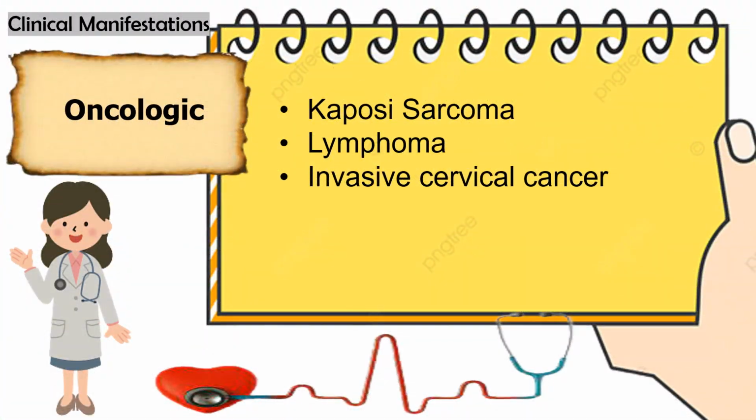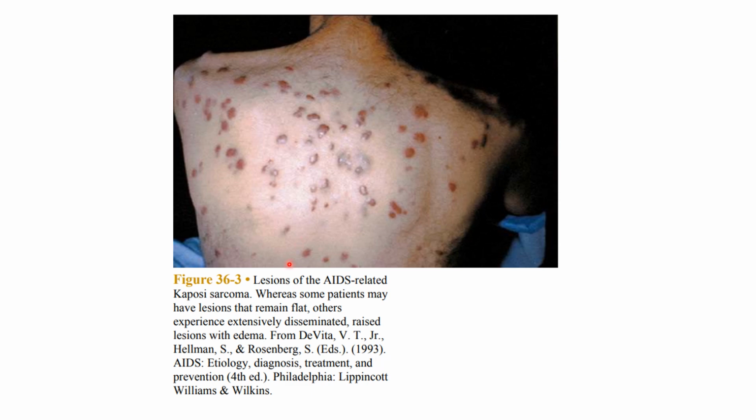So, patients with HIV or AIDS are at greater risk of developing certain cancers, such as Kaposi sarcoma, lymphoma, and invasive cervical cancer. So, this figure shows lesions of the AIDS-related Kaposi sarcoma. Whereas some patients may have lesions that remain flat, others experience extensively disseminated raised lesions with edema, as you can see in this picture.